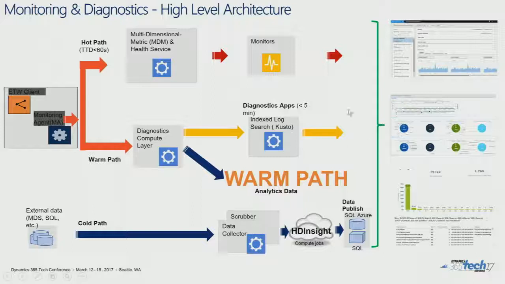Warm path, which has about 5 minutes latency, is essentially transferring all the ETW events from the monitoring agent to something called Kusto. And this is the name we use internally within Microsoft for Application Insights. And the data that is stored here is used by our service engineers. Very limited people have access because there could be information related to the customer there.